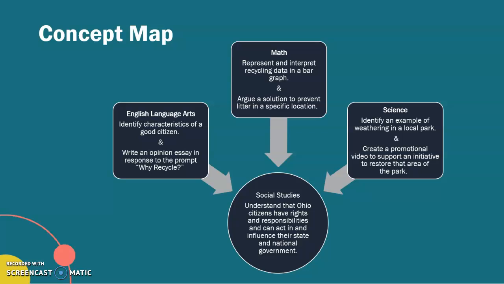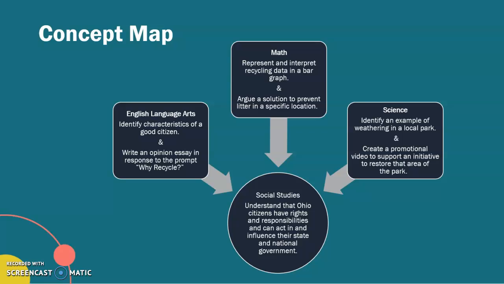So this connects to the social studies standards because when students realize why it is important to recycle, that connects back to the responsibilities of citizens in Ohio and the United States. And then also when they convey to others about why it is important to recycle, that connects to the ability to influence their state and national government. Once again, that capacity for change.